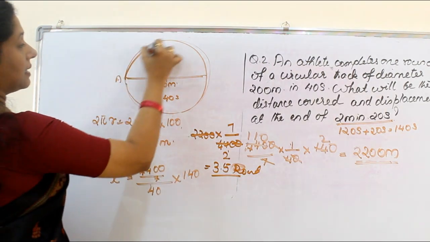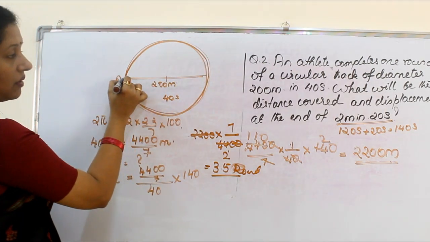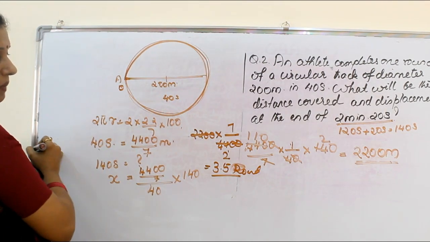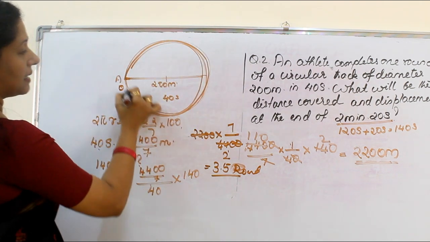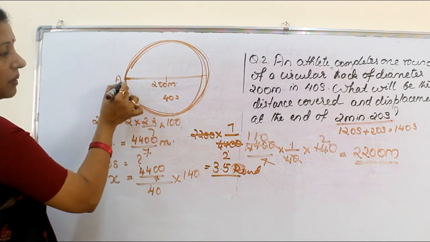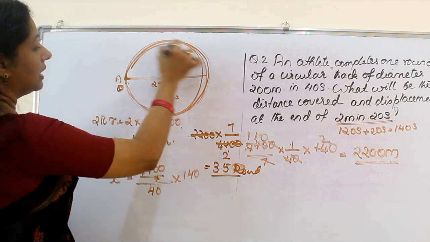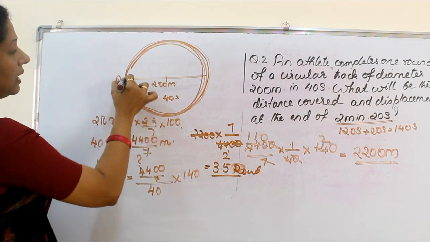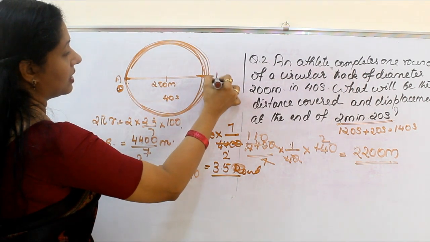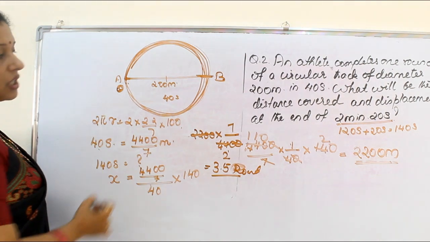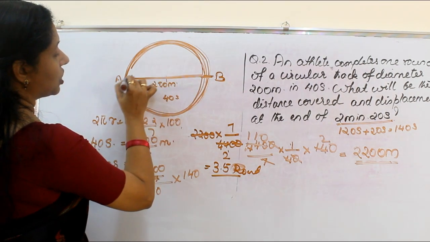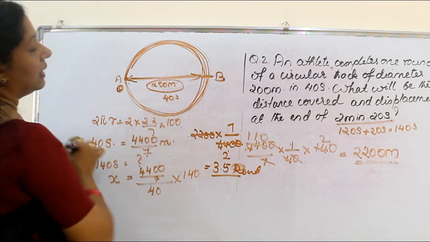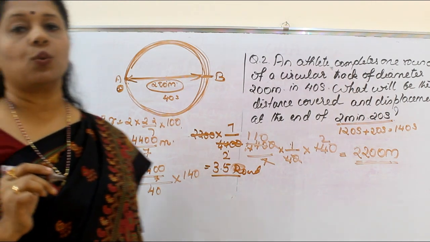So the first time he completes the first round and comes back, the displacement is 0. Once again he completes the second round, again 0, because he is coming back to his original position. The third round also he completes, 0. Now another half round he completes, so he reaches this point B. Then the displacement will be the shortest distance, which is equal to the diameter of the field, that is 200 meters.